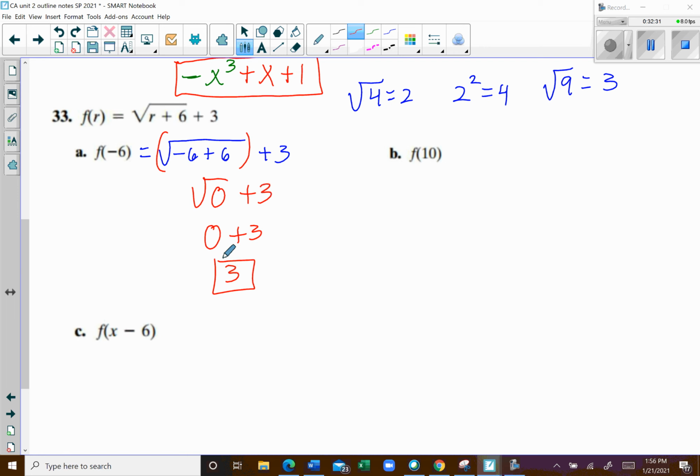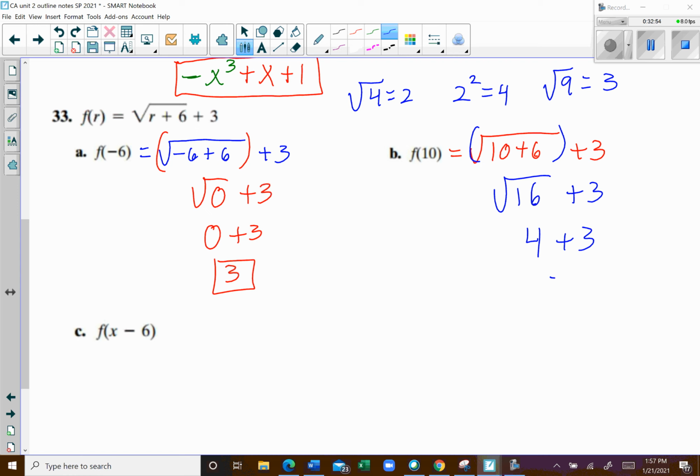Okay. Part B, we're going to do f of 10. So we plug in a 10. 10 plus 6, and then we have a +3, but that's on the outside of the square root. So we end up getting the square root of 16 plus 3. The square root of 16 is 4, because 4 to the power of 2 would be 16, right? And then plus 3, so we get a 7.